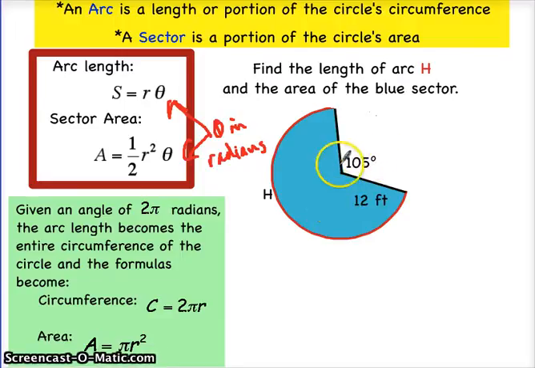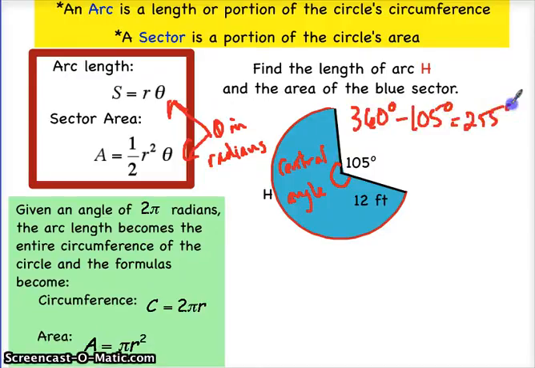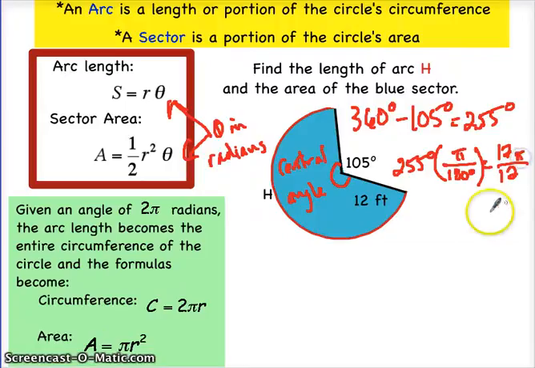First thing we need to figure out is, notice that our 105 degrees right now is not inside of our sector. So we need to take that 105 and figure out what our angle is, what we call the central angle. Well, 360 degrees minus that 105 degrees leaves us at 255 degrees. If we convert that very quickly using our pi over 180 degree conversion, 255 divided by 180 comes out to 17/12. And of course, don't forget the pi.